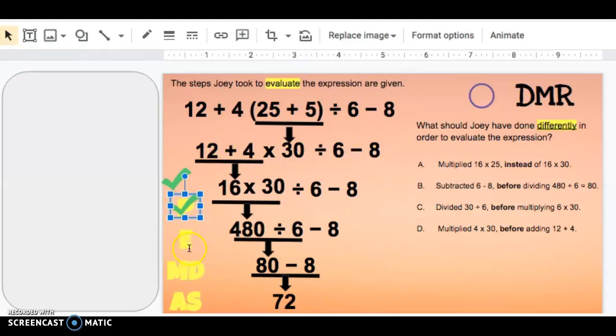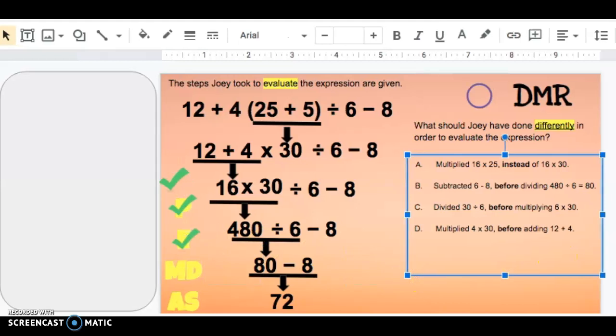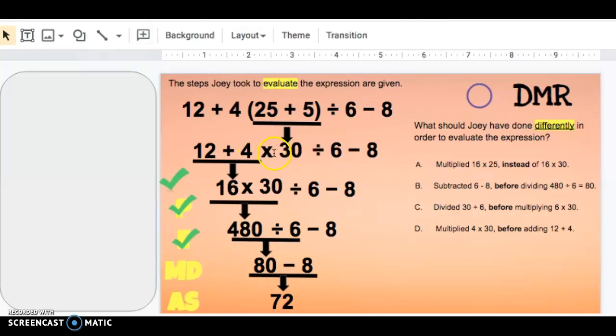Looking to see now in my problem of 12 plus 4 times 30 divided by 6 minus 8, do I have any exponents? I do not, so I can put a check over my E for exponents. Now I'm looking for multiplication and division to see if we have any. So I'm still on my second step, the 12 plus 4 times 30 divided by 6 minus 8.